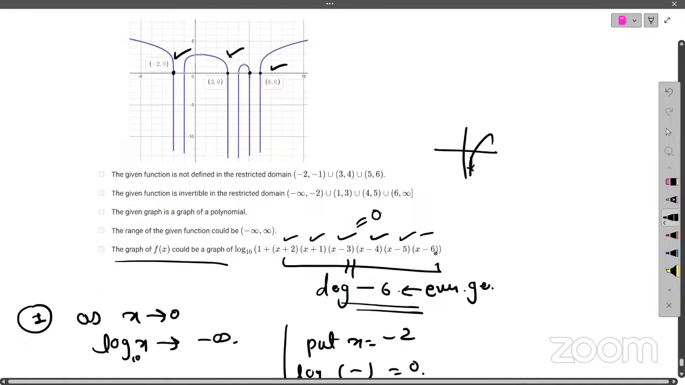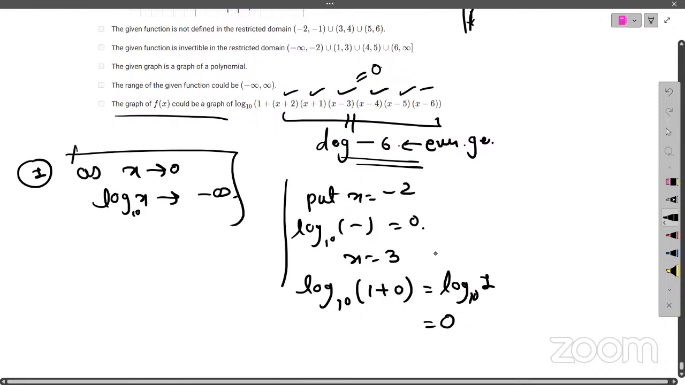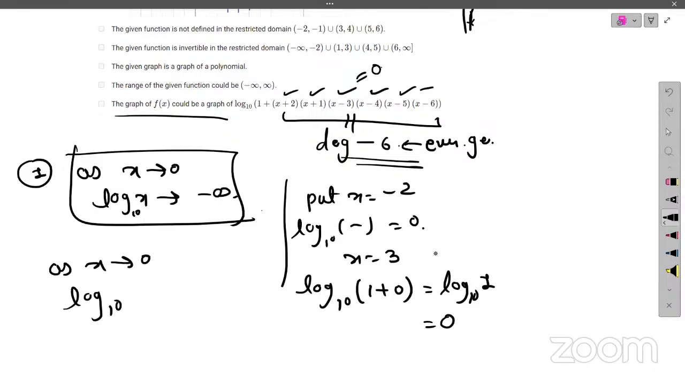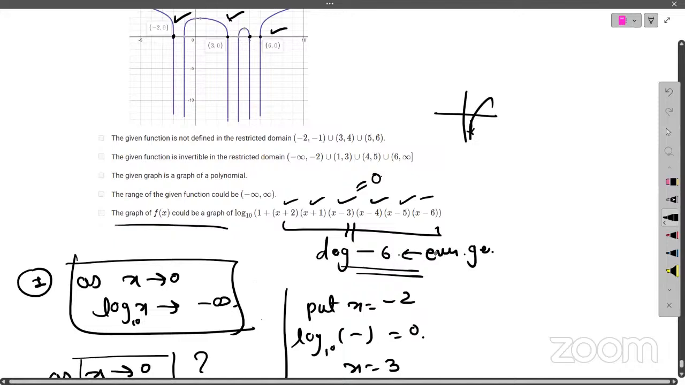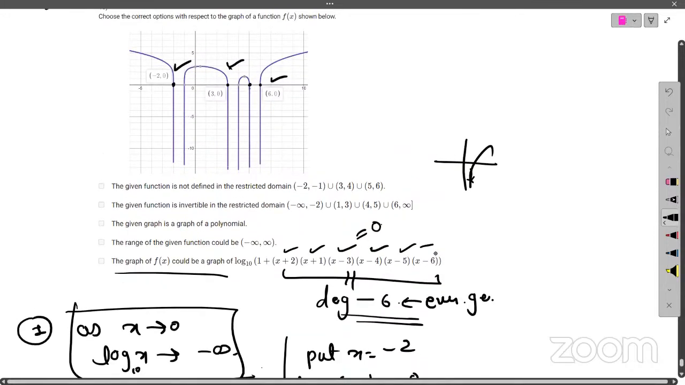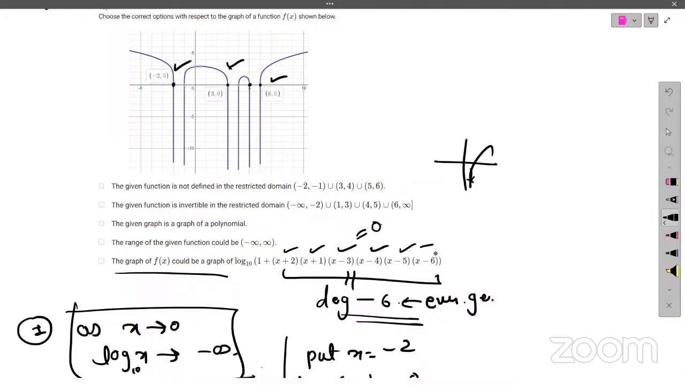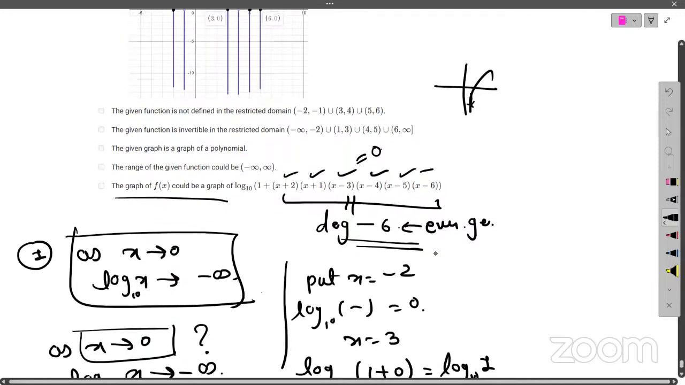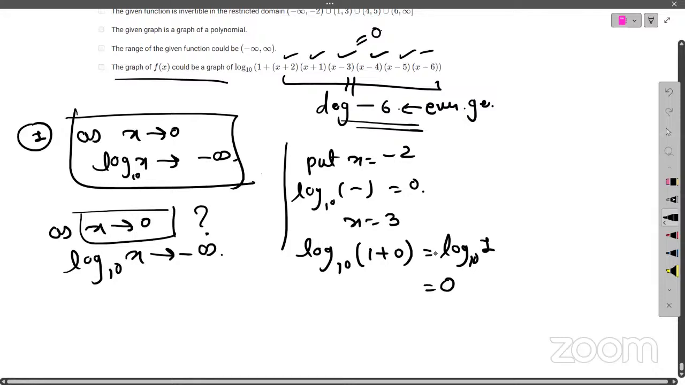Now what you have to judge? You have to judge one thing using this particular behavior. So what does it say? As x goes to 0, log base 10 of x goes to minus infinity. So now we have to judge where this x going to 0 can happen. Now this is a 6-degree polynomial, so there could be terms where this kind of behavior happens. If this is a 6-degree polynomial, then there will be at most 5 turning points, or you can say 6 roots can happen. So there will be 6 points where such a scenario can happen, right?